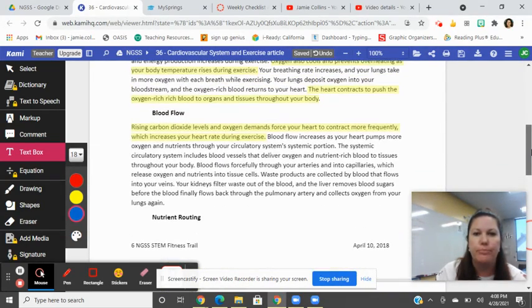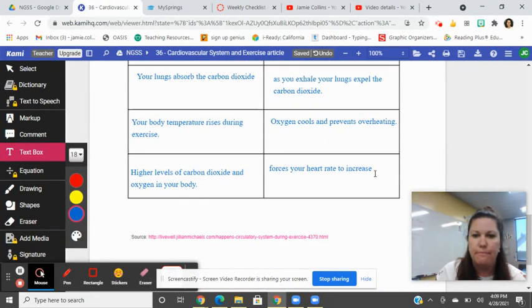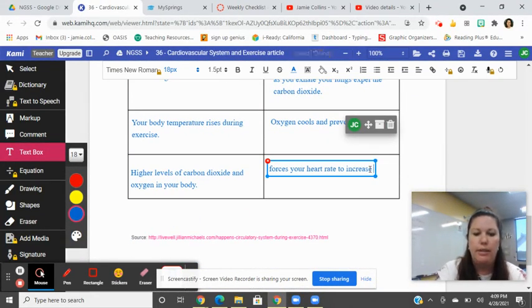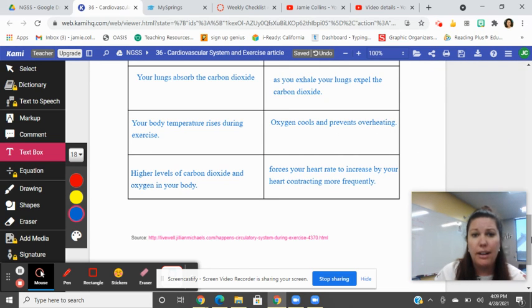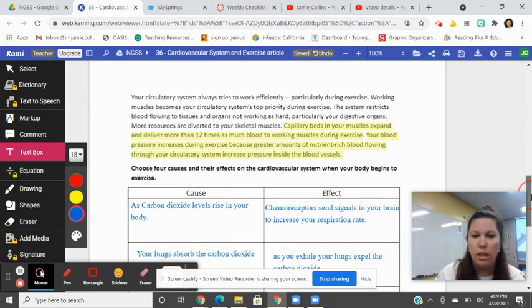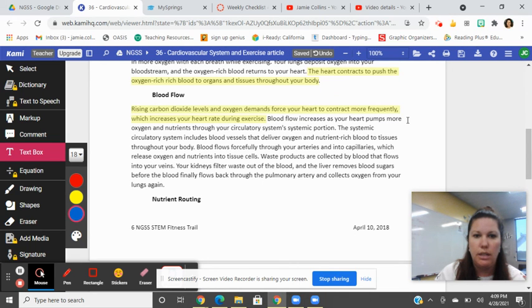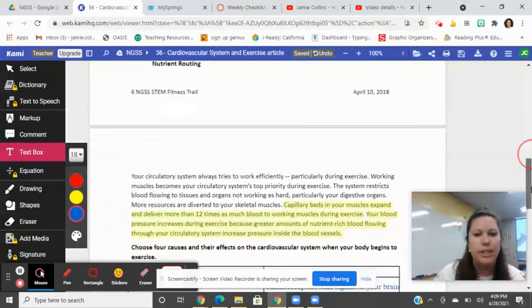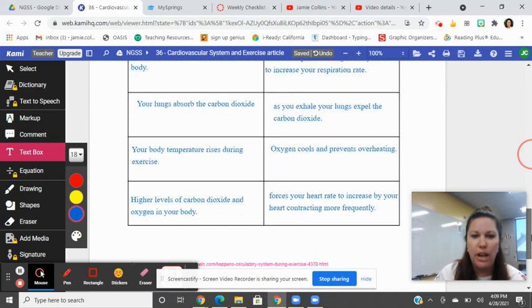And let me see what else it said. Heart rate increase and your heart to contract more frequently. That's what it was. Forces your heart rate to increase by your heart contracting more frequently. Okay, so we actually have all 4, so we are good, but just to continue, there's more here. And right here too. Oh, I just did that one. But we got the gist of it and we filled out our 4, so we are good.